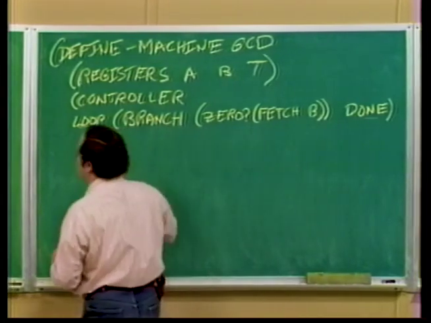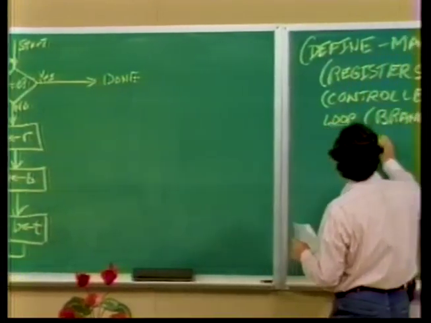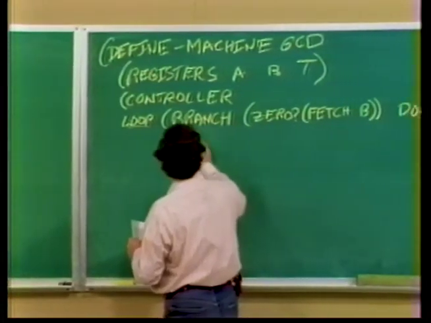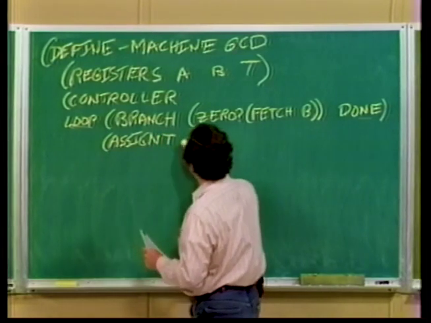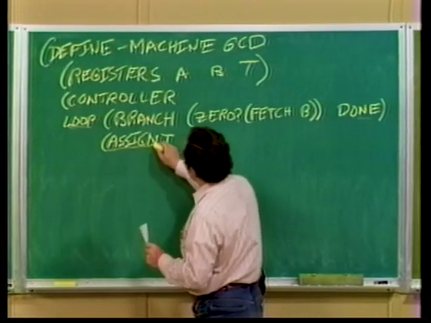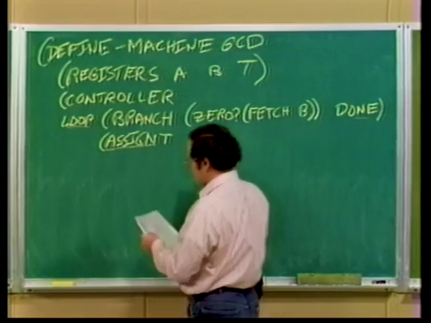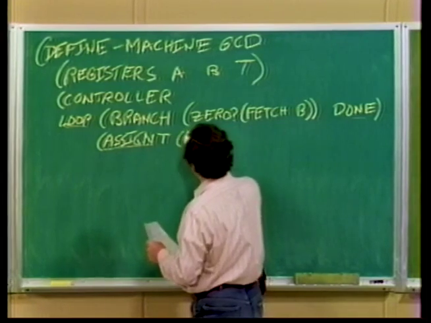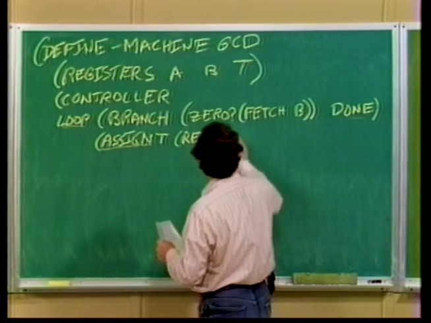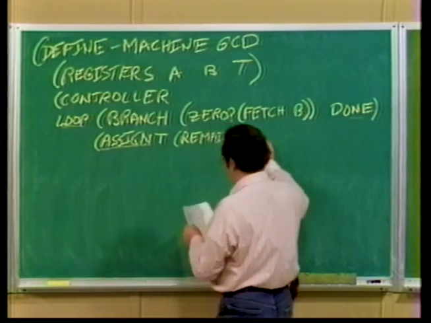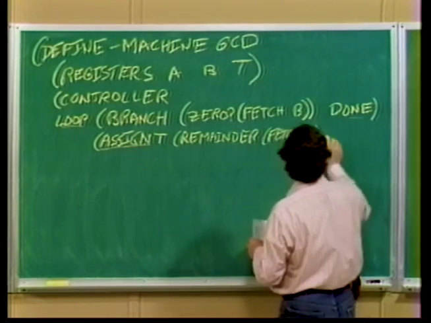Next thing we're going to do is we're going to say, how do we do T gets R? Oh, that's easy enough. Assign. We assign to T the remainder. Assign is the name of the button. Okay, that's the button pusher. Assign to T the remainder, and here's the representation of the operation: when we divide the fetch of A by the fetch of B.